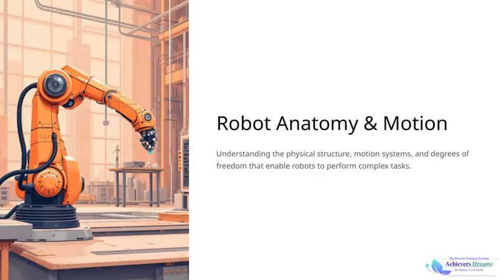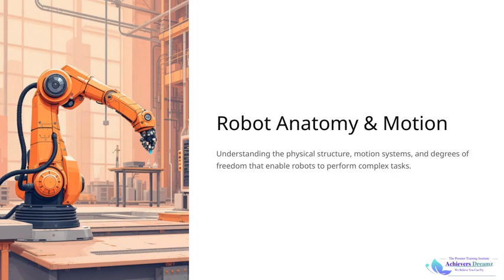I'm excited to have you here as we explore the fascinating world of robot anatomy and motion. On this first slide, you'll see the title, Robot Anatomy and Motion, along with a brief overview of what we'll cover. We'll be looking into the physical structure of robots, their motion systems, and the degrees of freedom that allow them to perform complex tasks. Over the next few slides, we'll dive into each of these areas in detail.